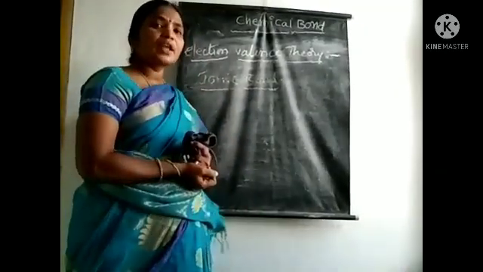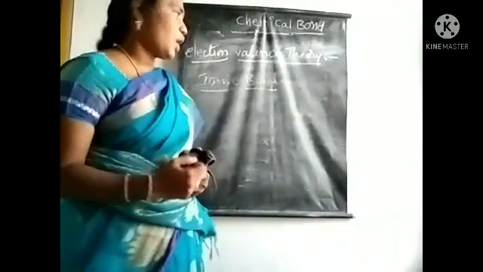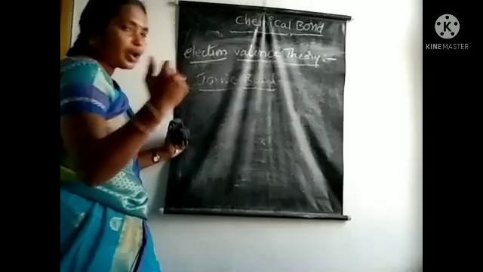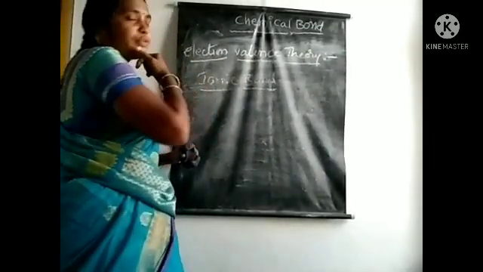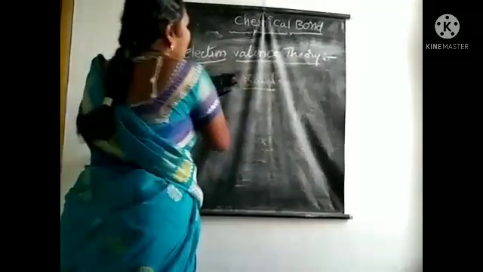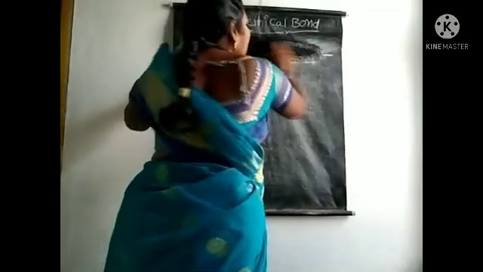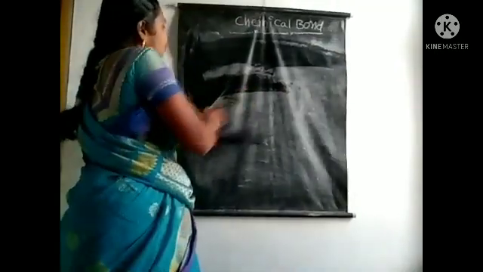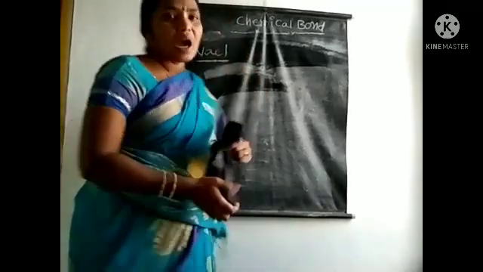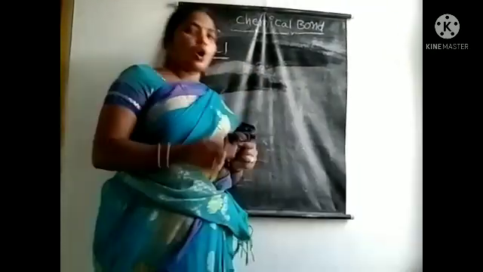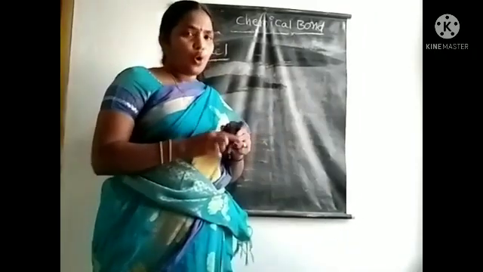To understand the ionic bond, let us take some examples. First, take the formation of some compounds. For example, NaCl, commonly called common salt. We use common salt in our homes.